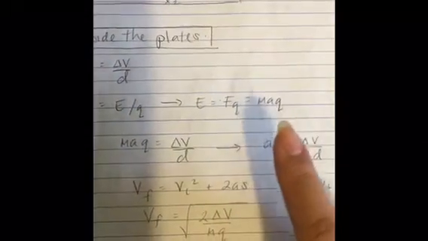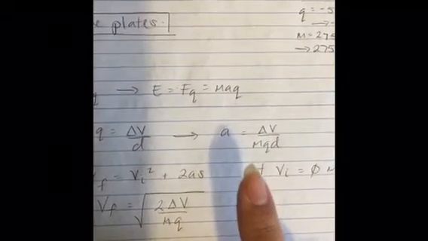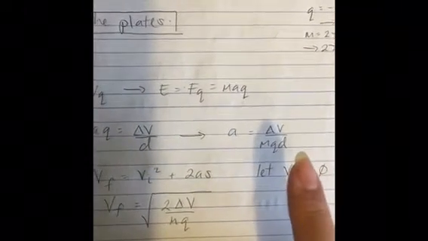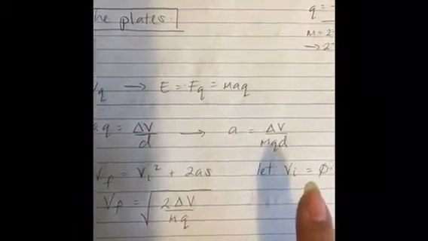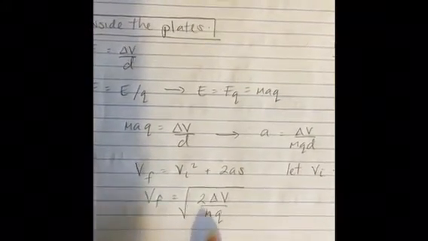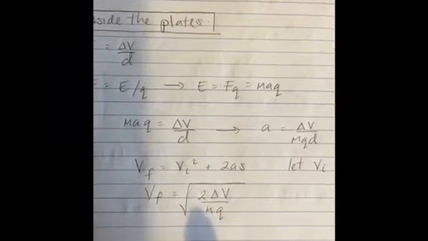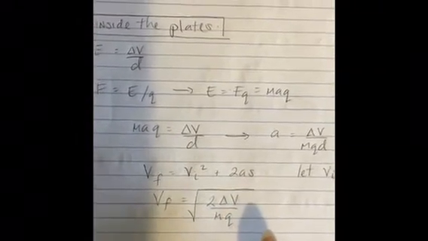So I solved for acceleration to get delta V over mass times charge times distance. For this equation, I made the initial velocity 0 to get the equation VF is equal to the square root of 2 times delta V over mass times charge.